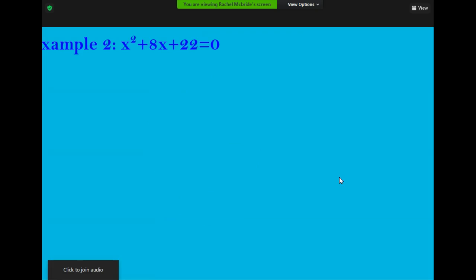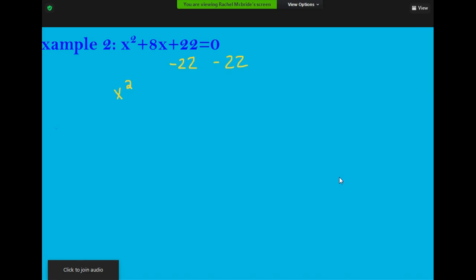So example number 2, again, all of those same questions. We want to take our 8 divided by 2 so that we can solve for our C value. We're going to move over the 22. So we have lots of things we have to do to start this problem. So you move your 22 to start.